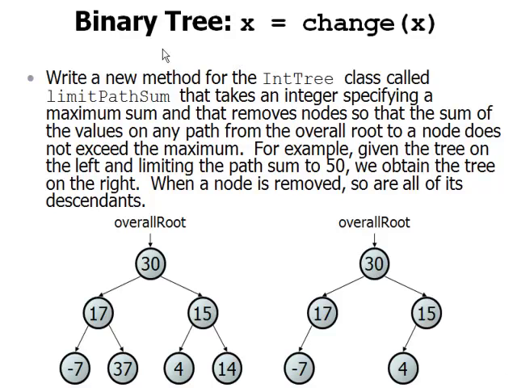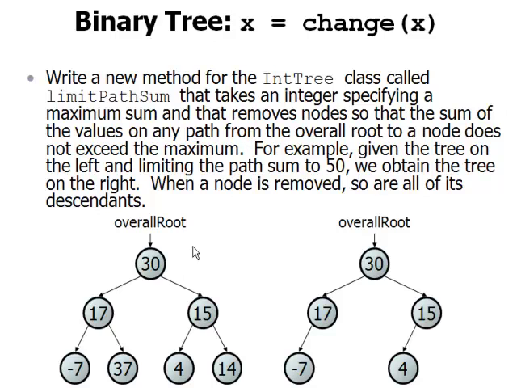This problem involves binary trees and working with the x = change(x) pattern. We're asked to write a new method for the IntTree class called limit_path_sum that takes an integer specifying a maximum sum and removes nodes so that the sum of the values on any path from the overall root to a node does not exceed the maximum.